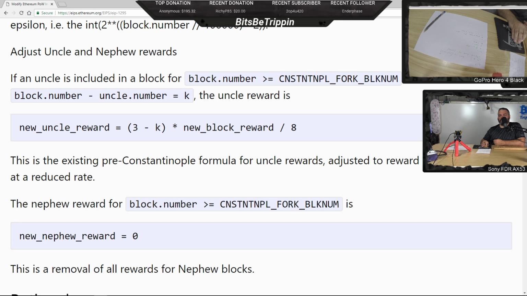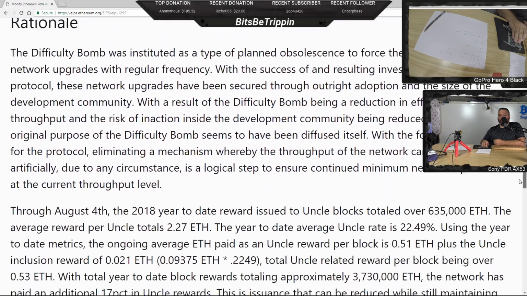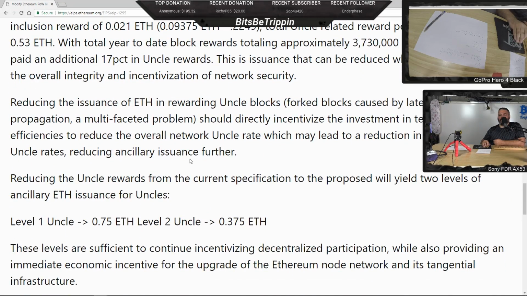Uncle rewards adjust levels to the reduction rate. It would move the nephew reward to 0, and then it would recalculate the uncle reward. Oh, there, they actually type it out. So 0.75 and then a 0.375. So on your uncle rewards, your level 1 uncle would be a 0.75. So moving from like a 2 to 3, from uncles from 2 to 0.75 and 0.375. So pretty significant. It's about a 75% reduction.